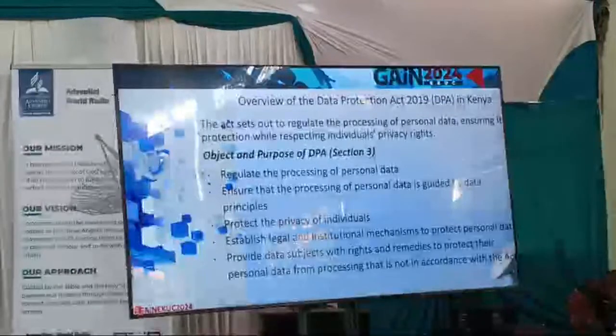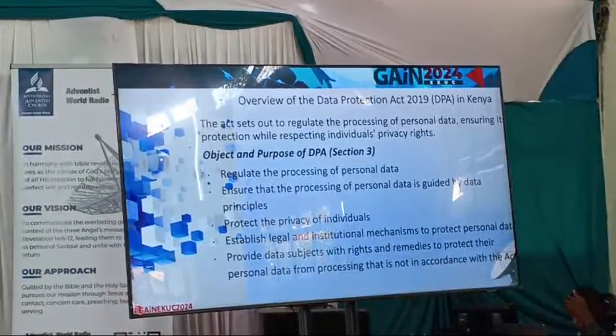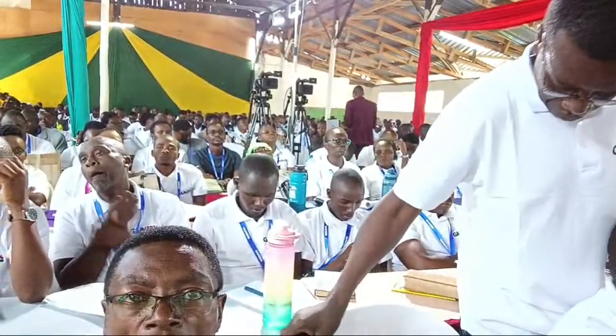So the Act sets out to regulate the processing of personal data, ensuring its protection while respecting individuals' privacy rights. The objectives and purpose of the DPA, the Data Protection Act, are, number one, to regulate the processing of personal data; two, ensure that the processing of personal data is guided by data principles; thirdly, protect the privacy of individuals; and also establish legal and institutional mechanisms to protect personal data and provide the data subjects with the rights and remedies in case something happened with their data. That's where the Data Protection Act comes in. There will be a legal mechanism for any action that will be taken against any data processor or controller who might go beyond what was agreed during the data collection process.